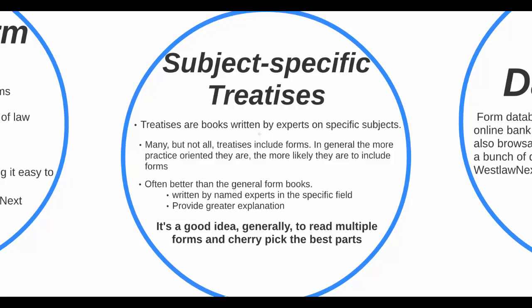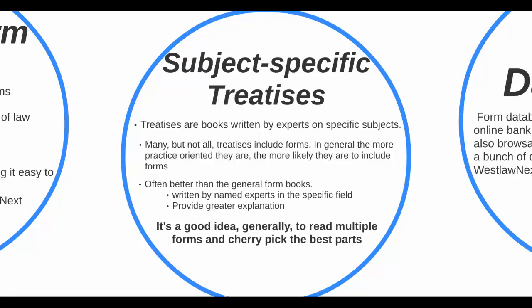Now, many, but not all treatises include forms. In general, I'd say that more do than don't, but not all of them contain forms. In general, the more practice-oriented they are, the more likely they are to include forms. So if the title says something like desk book or a practical guide, then it's more likely to include forms. Also, the more narrow the subject matter, the more likely they are to include forms. So a treatise on construction law is more likely to contain forms than something enormous like Dobbs on torts. So just keep that in mind.